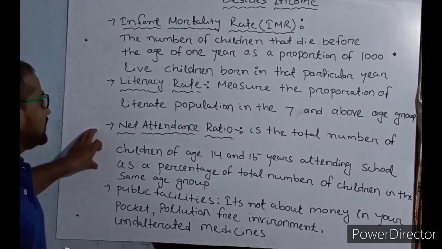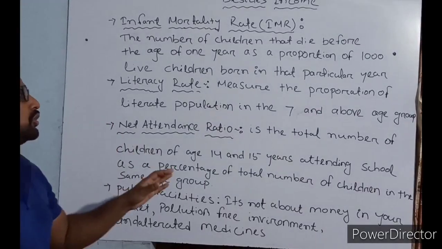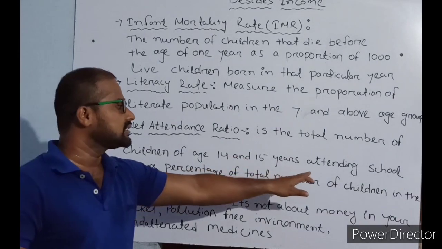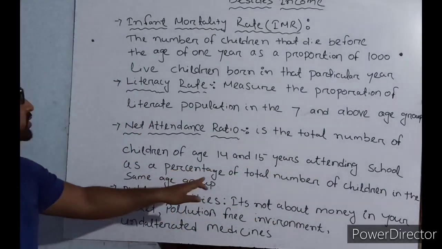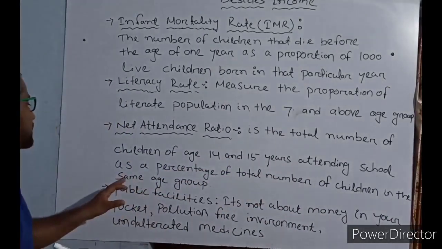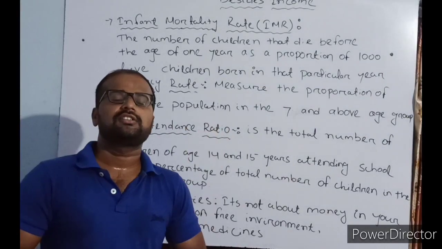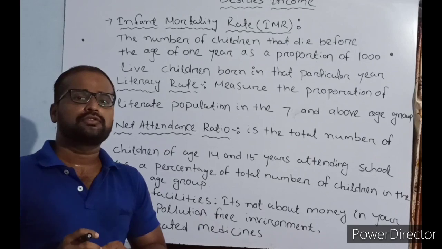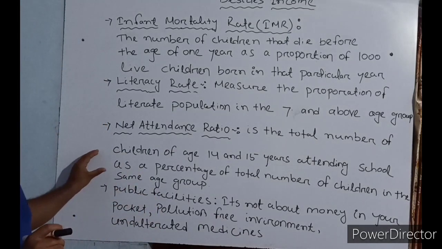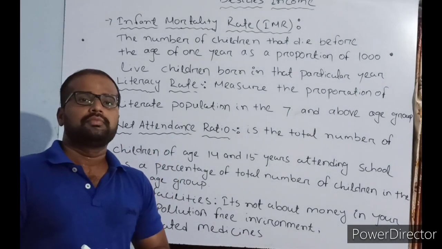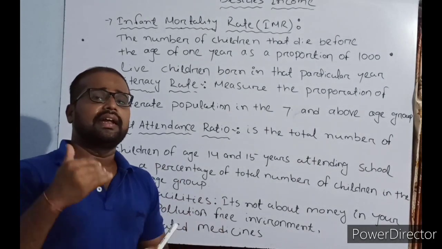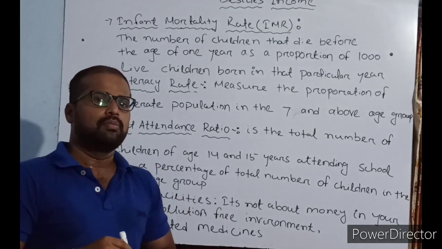Then the net attendance ratio is the total number of children of age group 14 and 15 years attending school as a percentage of the total number of children in the same age group. It means the age of schooling. If more people are going to school, that indicates that the country is more developed.